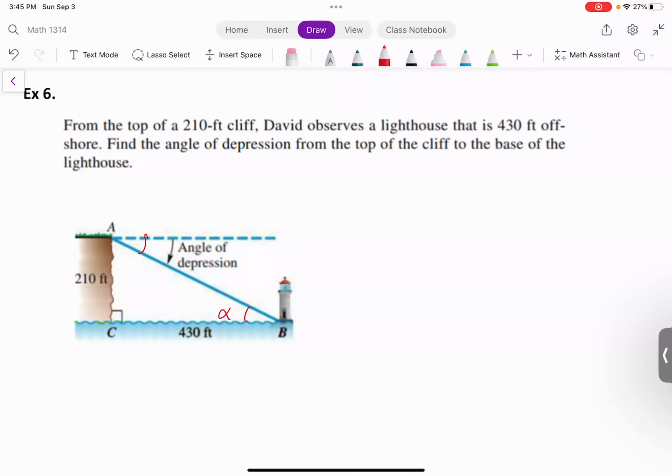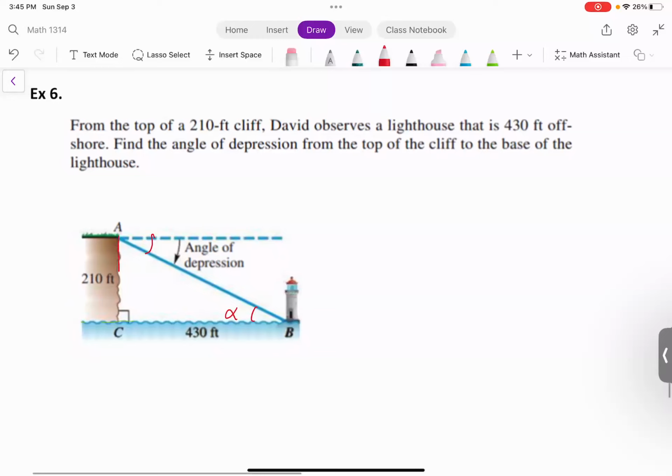So can you find angle alpha? The given information is the height of the cliff, and from the point C to B, the base of the lighthouse, from C to B is 430. This is a right triangle. In the right triangle, you have the opposite of the angle alpha. You have the adjacent of angle alpha. Can you find the angle alpha?